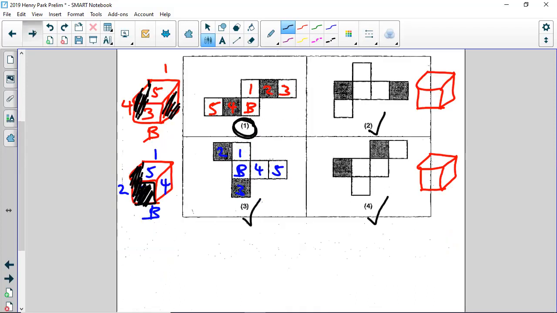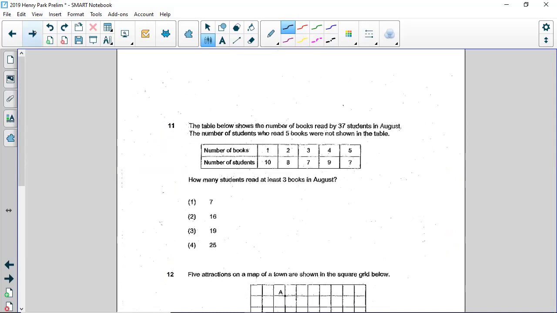Question number 11. The table shows the number of books read by 37 students, and the number of students who read 5 books was not shown. So can we find how many students read 5 books? What is the question mark there? If there are 37 students, then you just take 37 minus 10, minus 8, minus 7, minus 9, and you will get 3 students who read 5 books each.